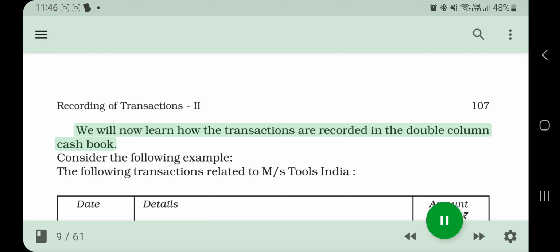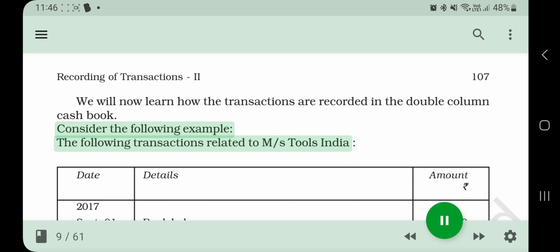We will now learn how the transactions are recorded in the double column cash book. Consider the following example. The following transactions relate to M.S. Tools India.